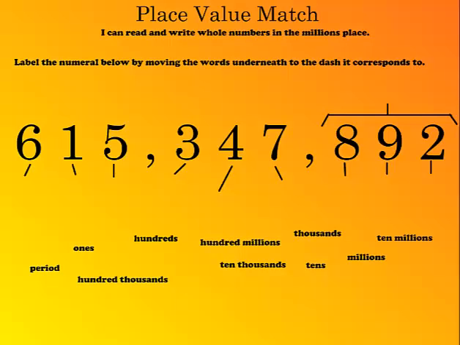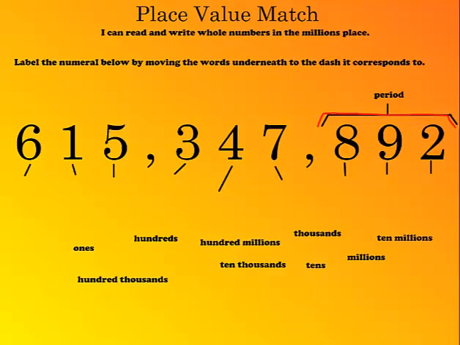This is a picture of a large number, and we are going to look at what these words mean. First of all, I know that this bracket right here is representing 3 numbers. So what do we call it when we have 3 numbers grouped together? You're right, it's a period.